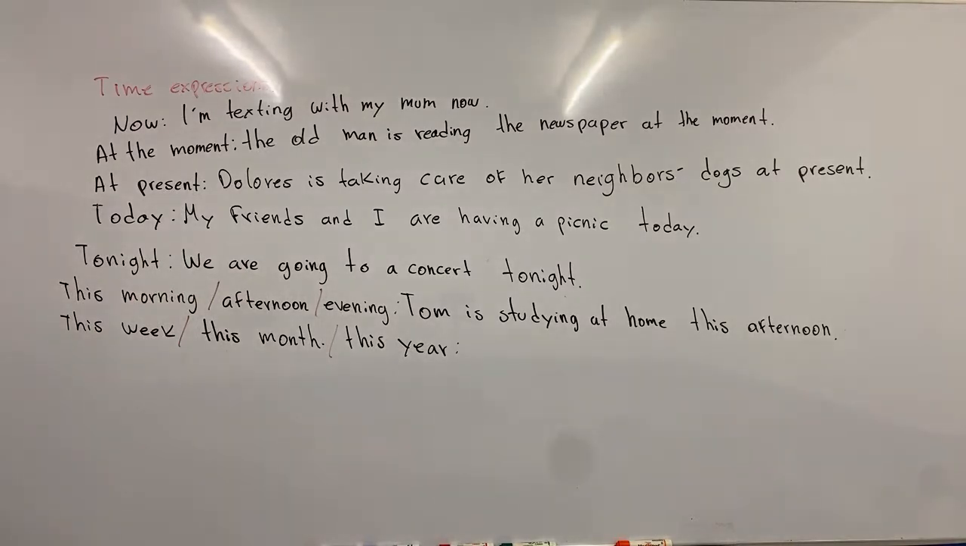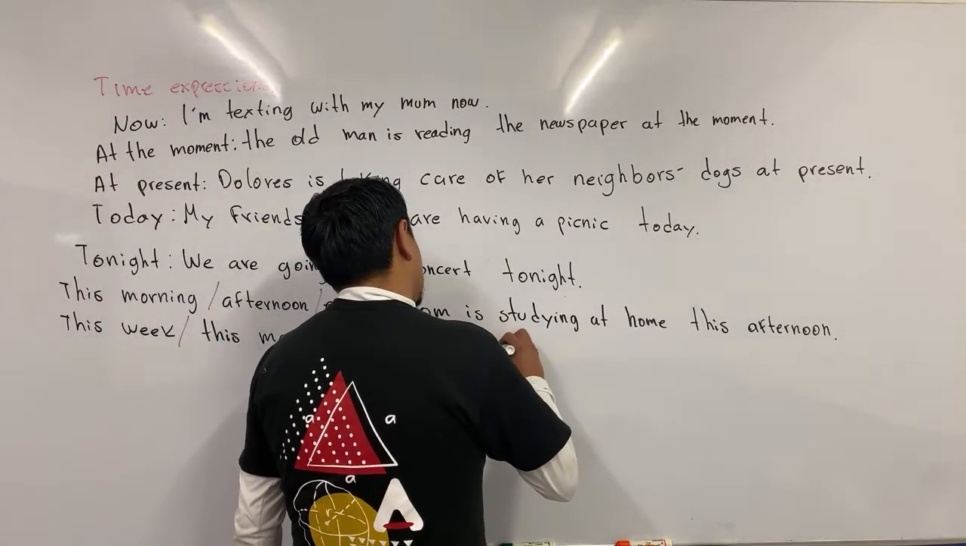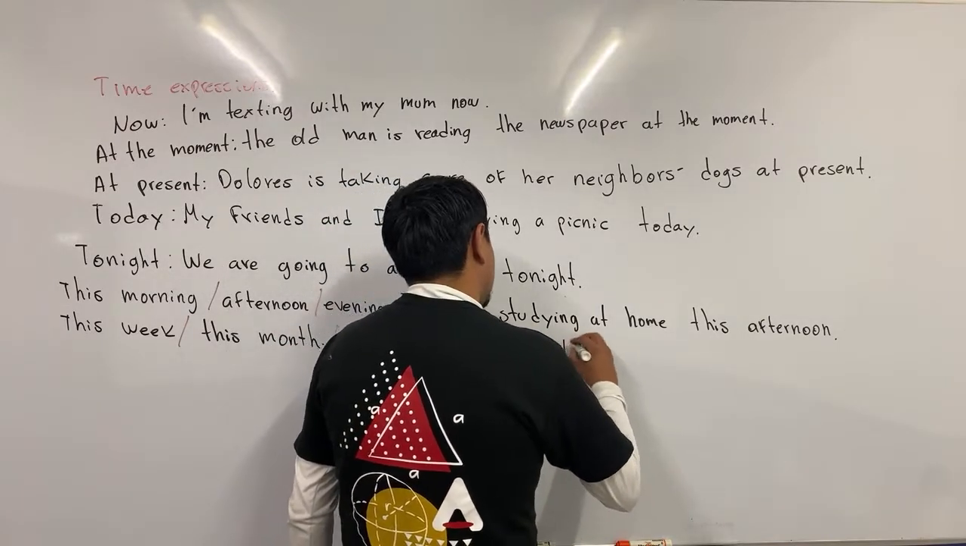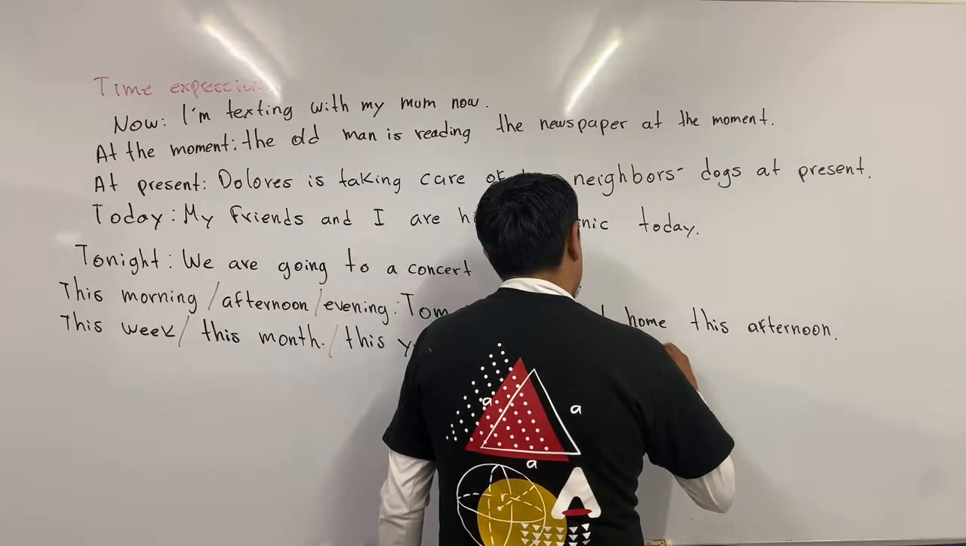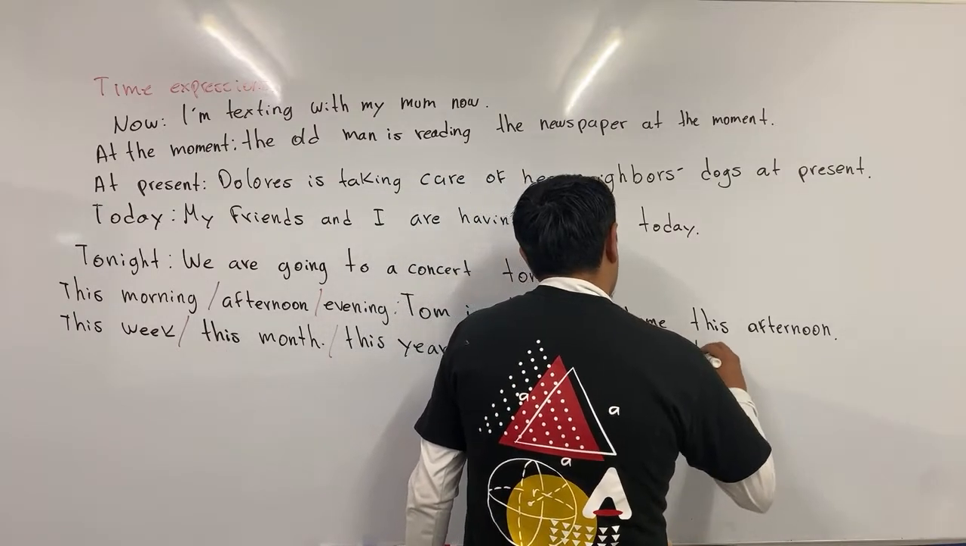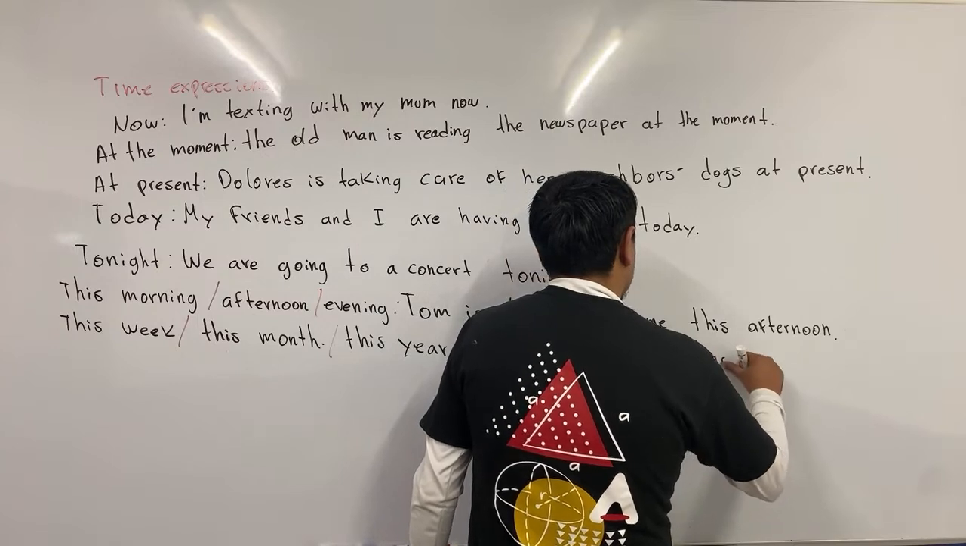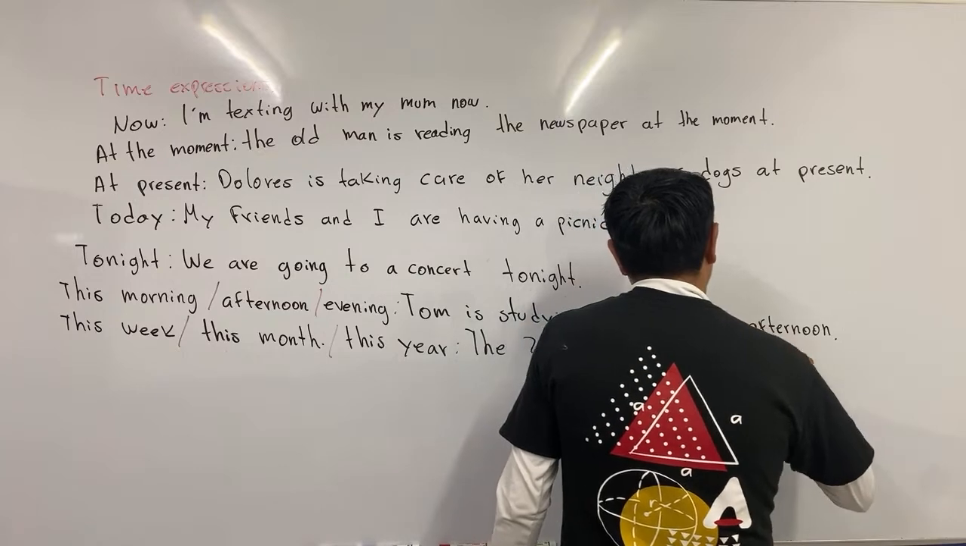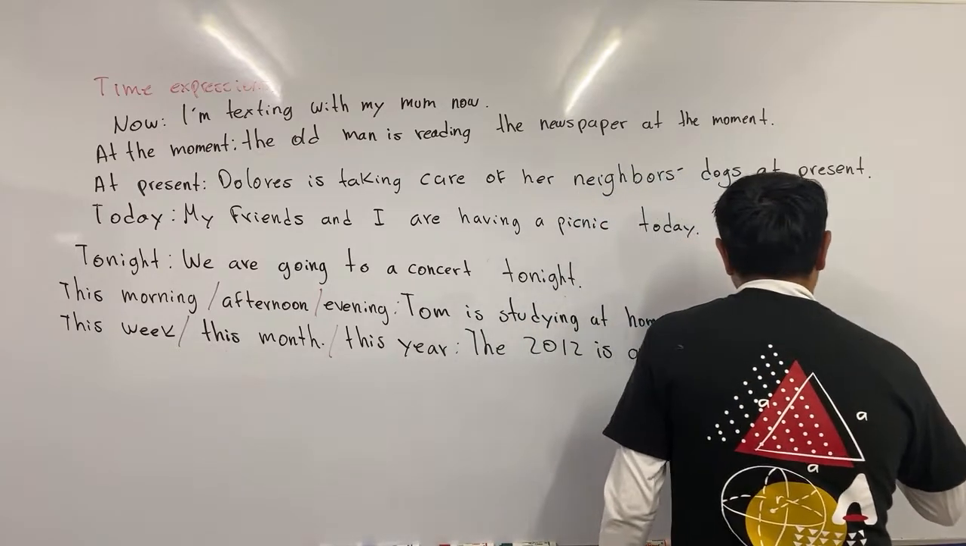For example, the 2012 class is graduating this year. Repeat: the 2012 class is graduating this year.